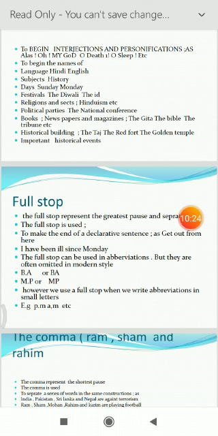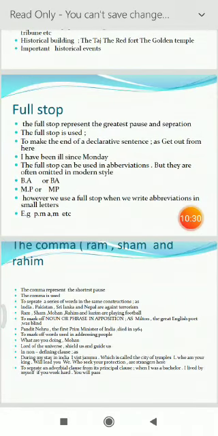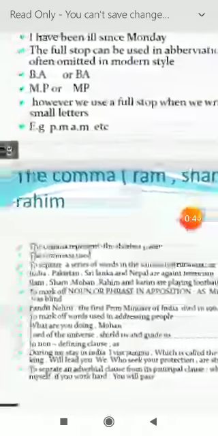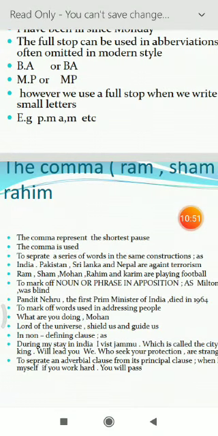Comma is the third main stop, for example Ram, comma, Sham and Rahim. The comma represents the shortest pause, as the full stop represents the greatest pause and separation. Comma is used to separate a series of words in the same construction. For example, India, Pakistan, Sri Lanka and Nepal are against terrorism. Ram, Sam, Mohan, Rahim and Karim are playing football.